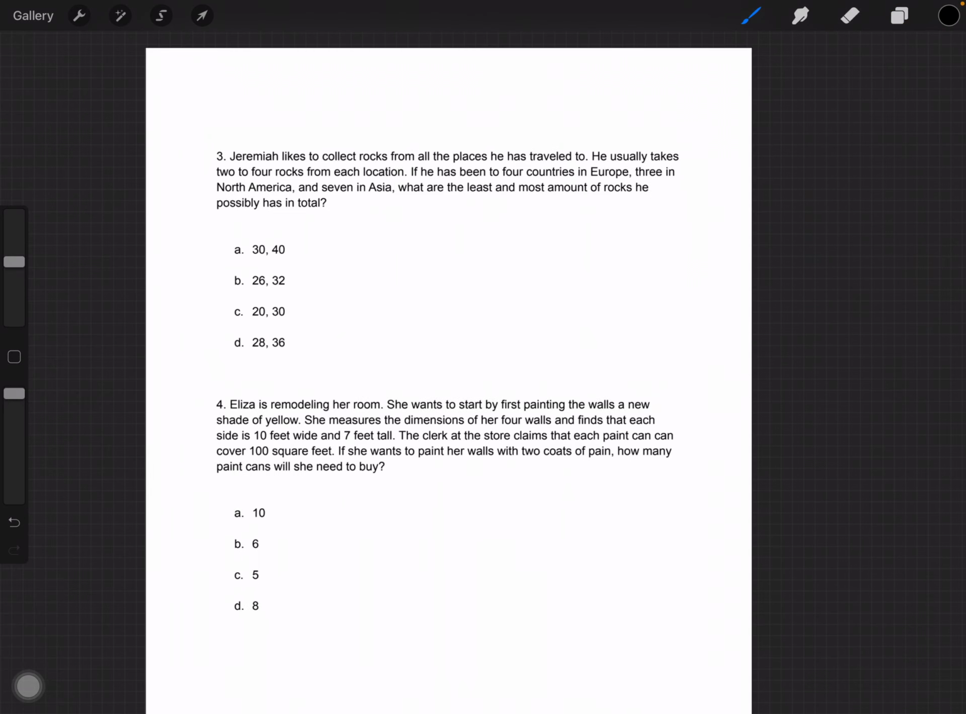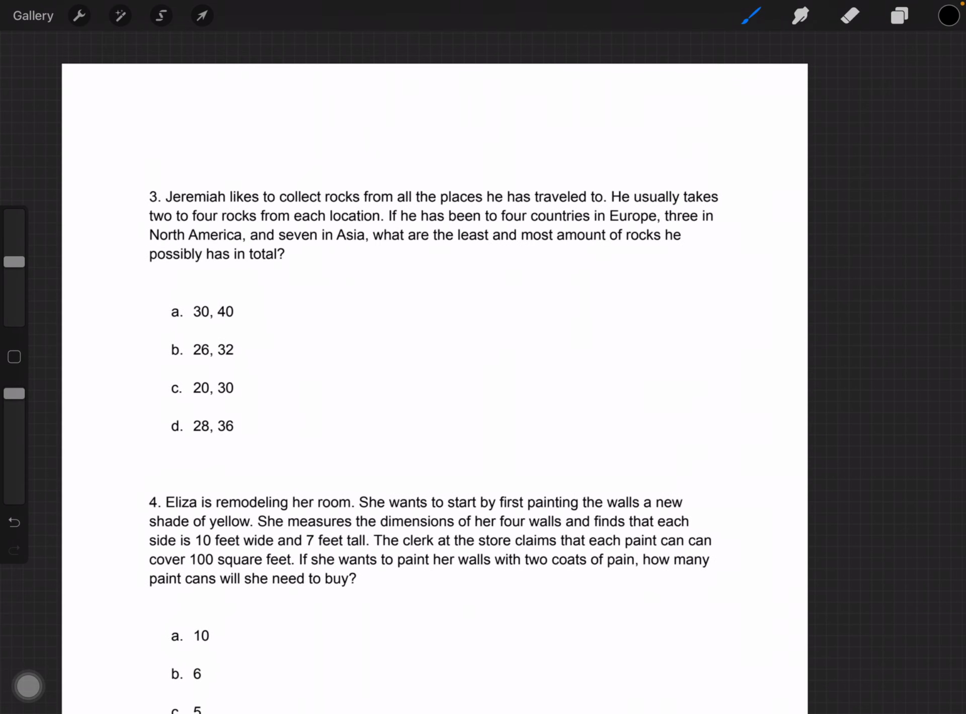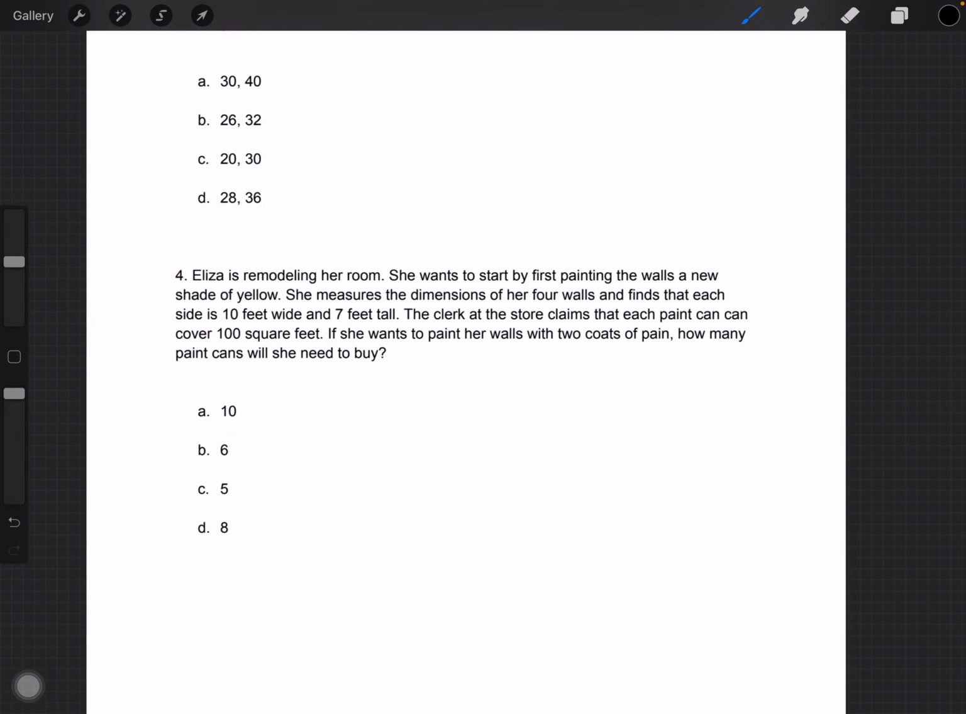So this is the last page. Let's see. Okay, this one is just critical thinking. It's not too difficult. And this last one is, I think, square feet. So Eliza's remodeling her room. She wants to start by first painting the walls a new shade of yellow. So she measures the dimensions of her 4 walls and finds that each side is, so she has a square room, 10 feet wide and 7 feet tall.